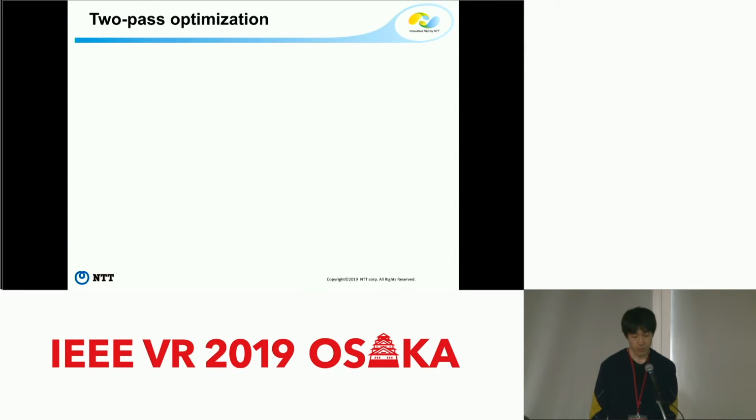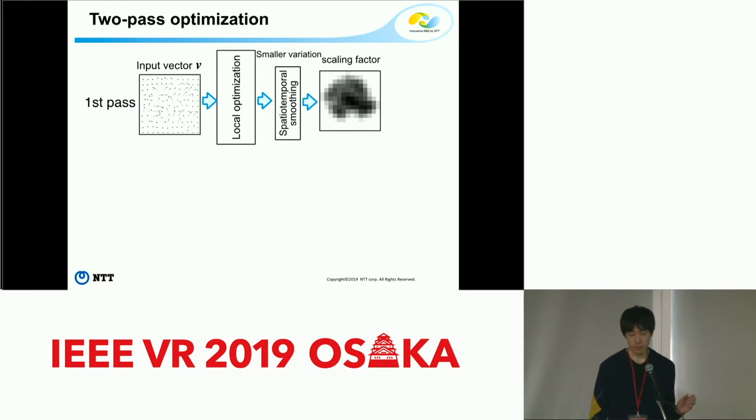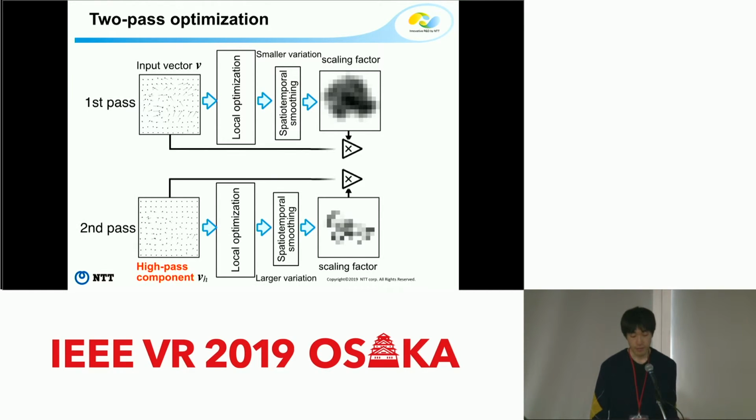To address this problem, we divided the optimization process into two passes. We initially decreased the vector length with spatio-temporally smoothed scaling factors so that the scaling process does not violate the original motion structure. Then, in the second pass, we extract only the high-frequency component of the motion vectors and optimize the scaling factor for this component in the same way. However, this time we allow larger spatial variation of scaling factors to obtain locally optimized results.